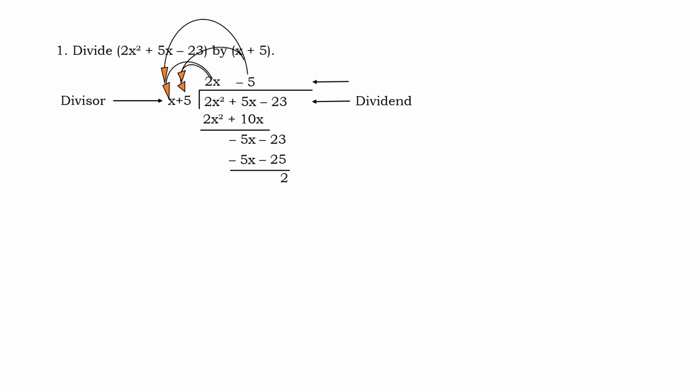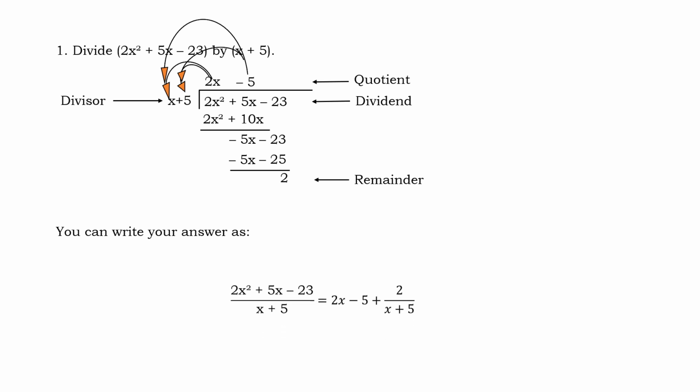And then we have the quotient now, which is equal to 2x minus 5. And then our remainder is equal to positive 2. So we can also write the answer as follows. So we have 2x squared plus 5x minus 23 over x plus 5 equals 2x minus 5 plus 2 all over x plus 5.